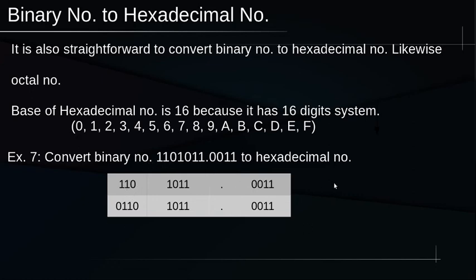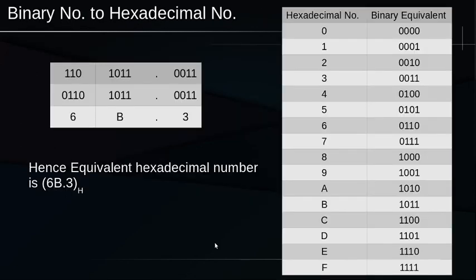And for fractional part, we count left to right. So we count 0, 0, 1, 1. So we write 0, 0, 1, 1. And because here one digit, we need to add one digit here. So we add 0 here. Because it's an integer part. So we write 0 before these digits.